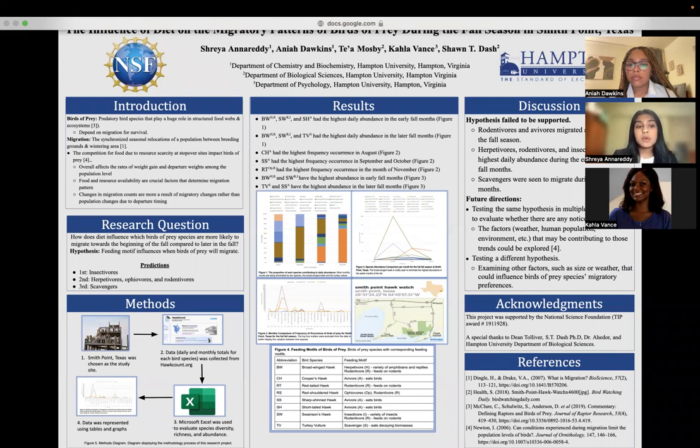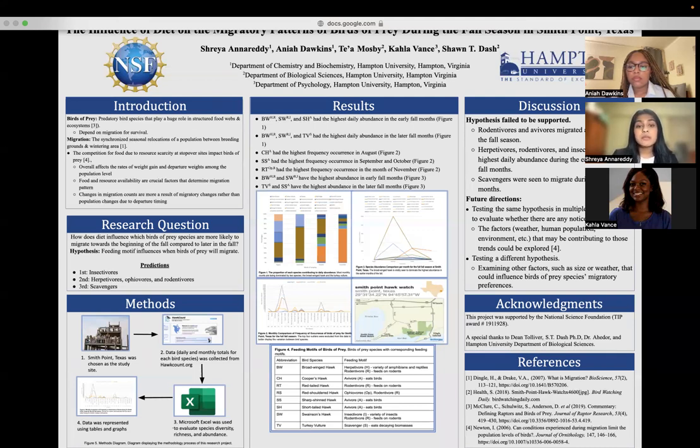One of our predictions was supported by the data, which is the scavengers, which were the turkey vultures, and they were shown to have the highest daily abundance and overall highest abundance during the later fall months. However, that's not sufficient to support our hypothesis that feeding motif influences when birds of prey will migrate during the fall season. So as discussed previously, existing studies published in the Journal of Ornithology and Journal of Raptor Research have established that resource and food availability are crucial factors in determining the migratory patterns of birds of prey. However, there is limited research on the influence of diet on migratory patterns.